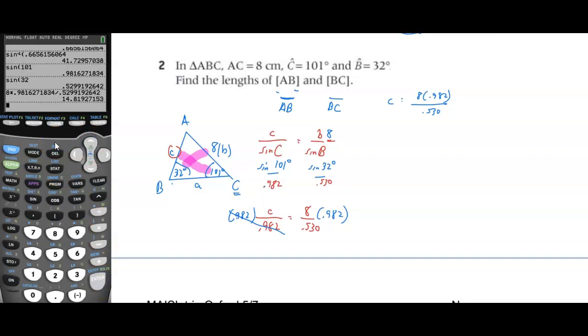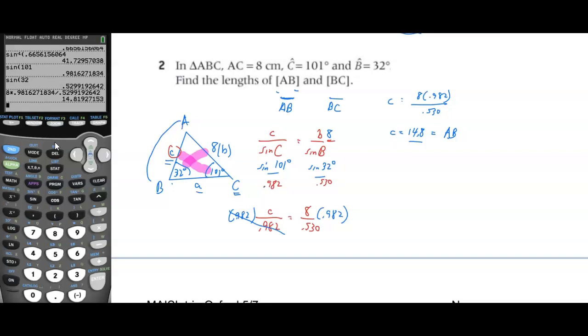So my length C is 14.8, and actually length C is the same thing as the distance AB. Length C is the same as AB. So length AB is 14.8. Now we want to know the length BC. The length BC is actually the A value. We can't find the A value unless we know the capital A value.